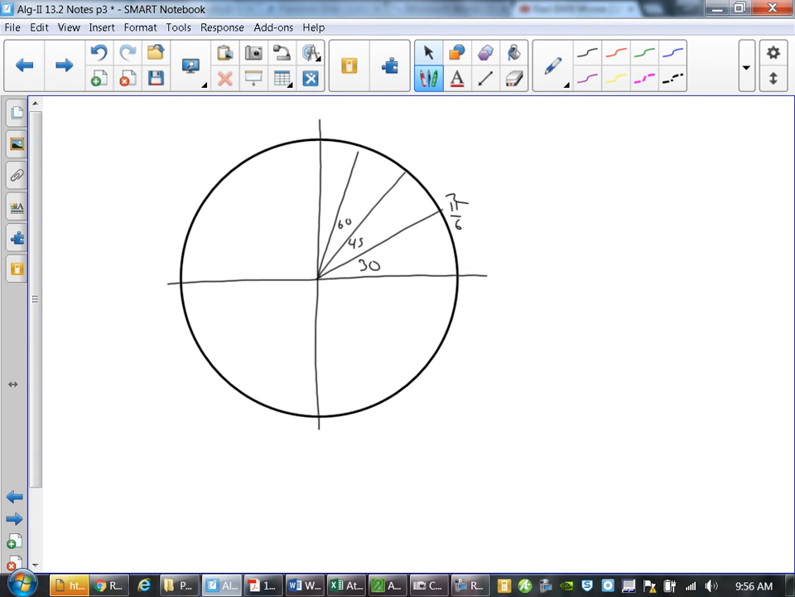Okay? Now, conversely, do the 60 degree right away then. You do 60 degrees, 6 over 18 is a third, so it would be pi over 3.